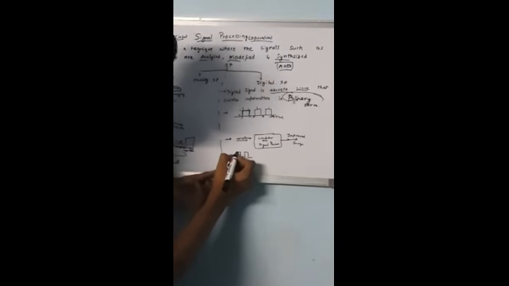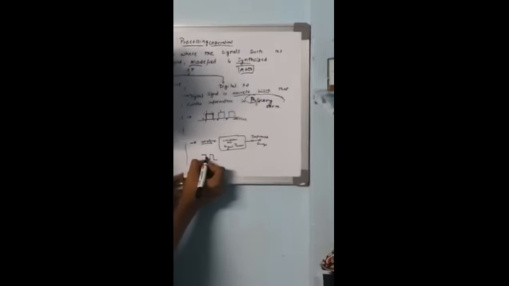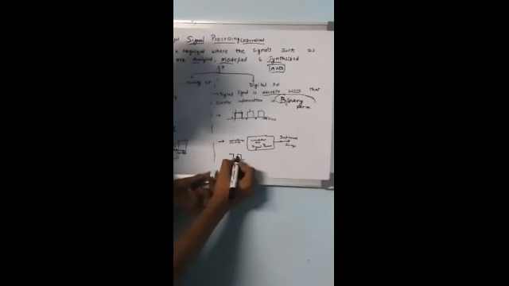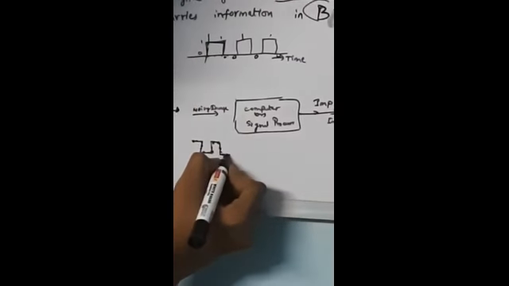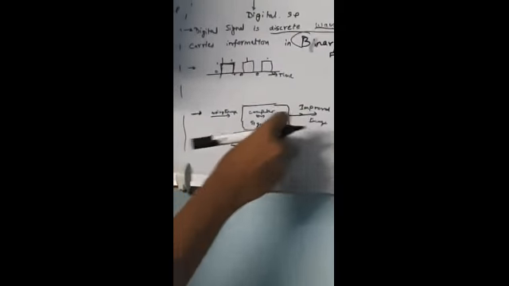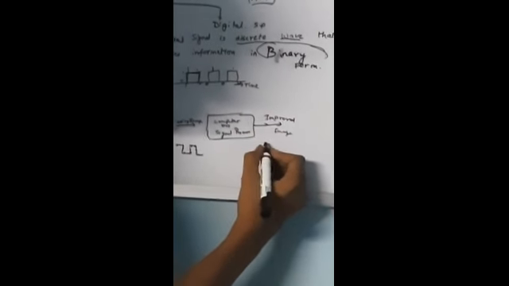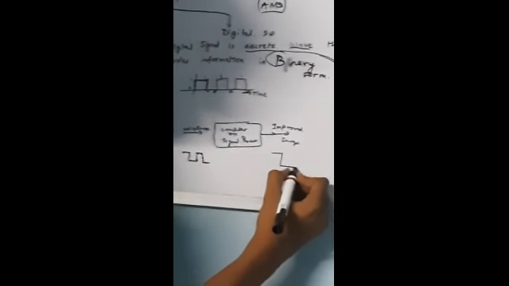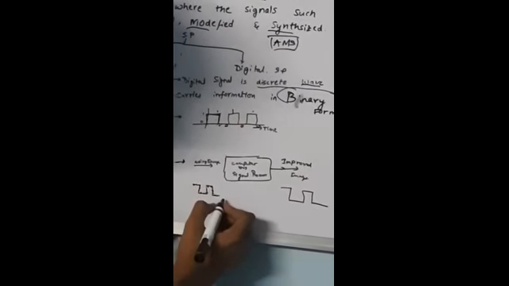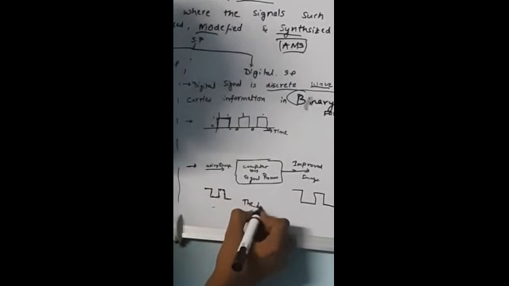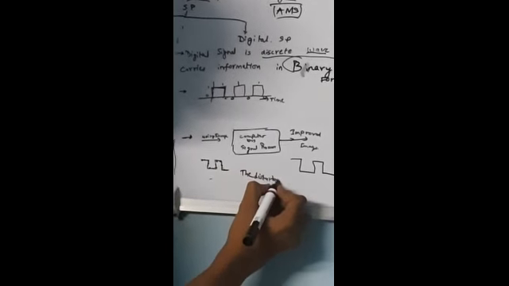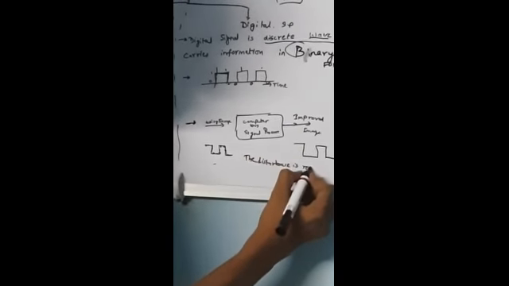Coming to the digital signal, let us take a noisy image, a noisy signal. By the process of signal processing, the noisy image is converted to the proper image. The noise, the disturbance, is removed by using signal processing.